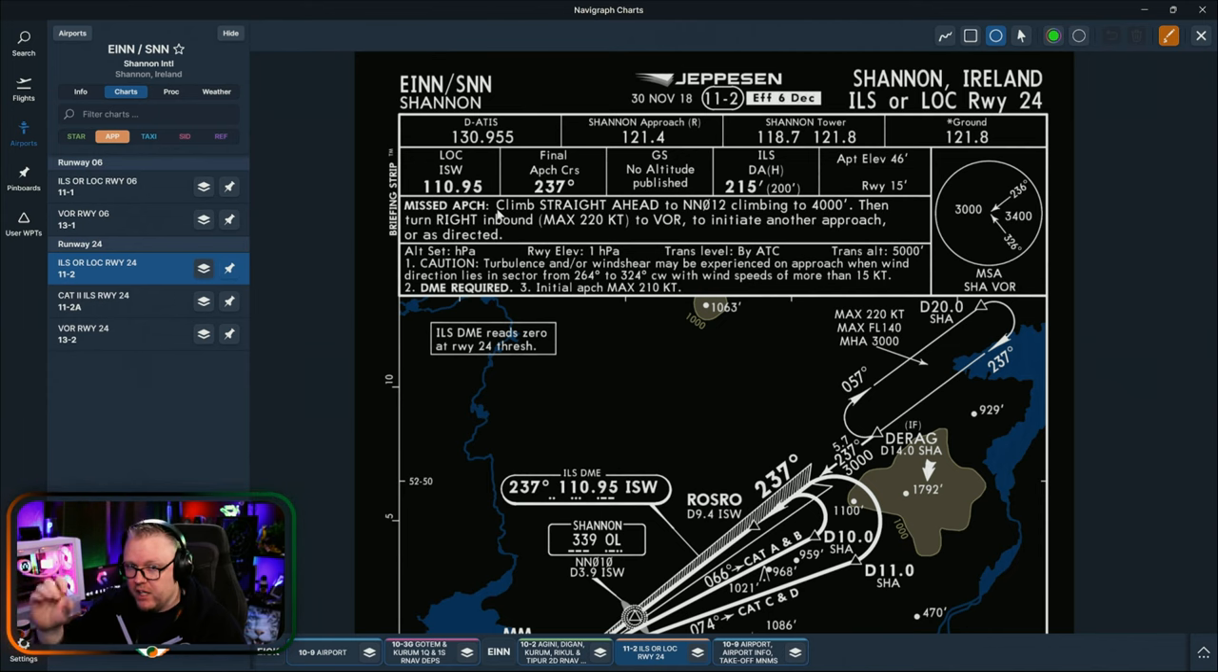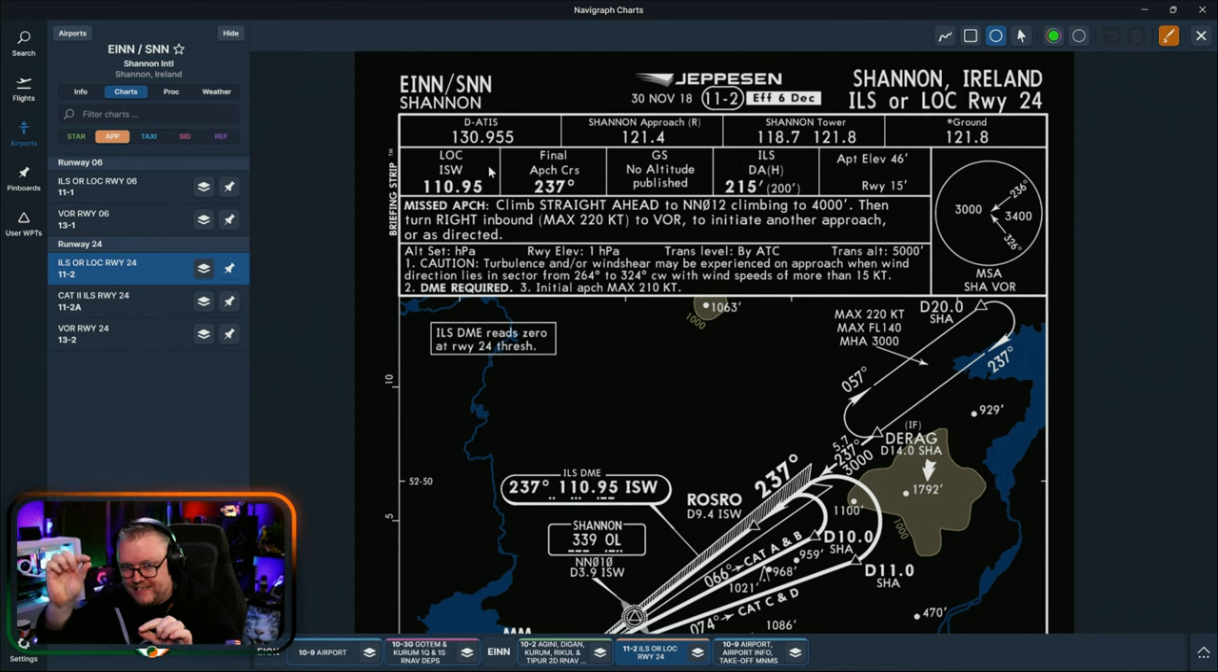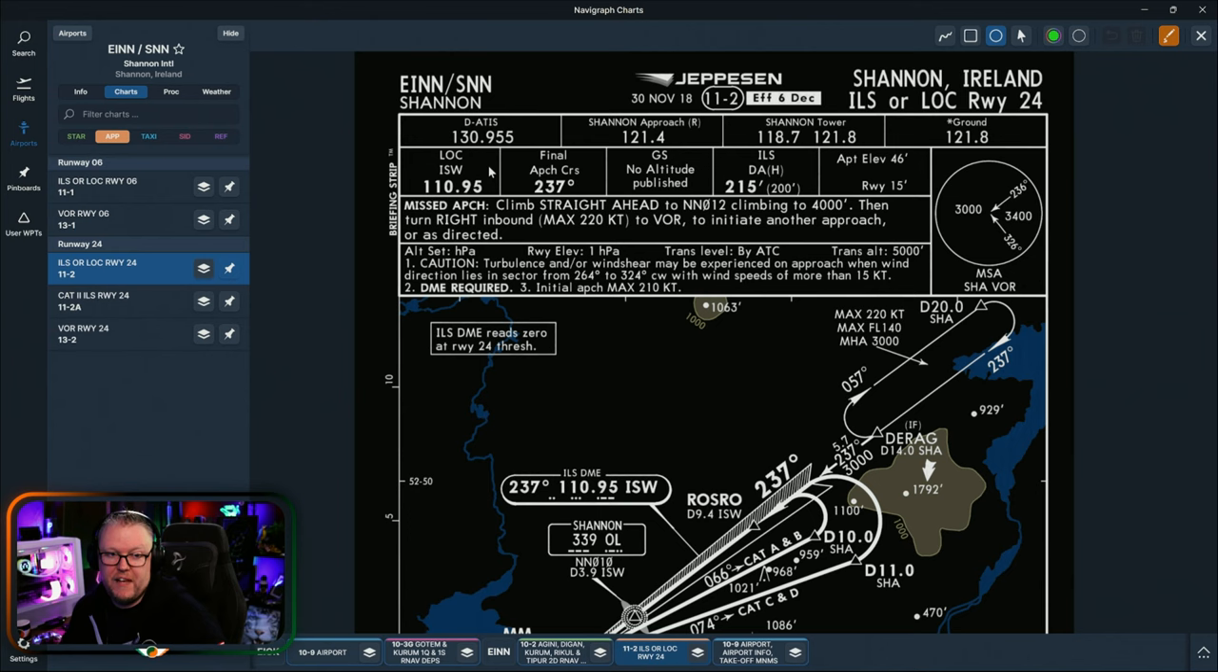Other avionics might flash. Other avionics will tell you no capture. You'll also see it on your HSI. You'll see a dial in the middle at the bottom, that's your lateral, and a dial on the right, that's your vertical. Your needles will start moving effectively. But don't worry about that at all.